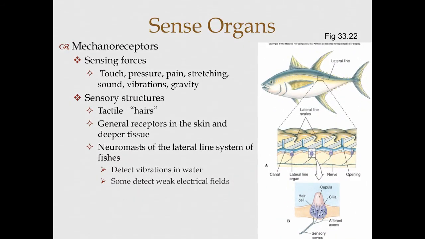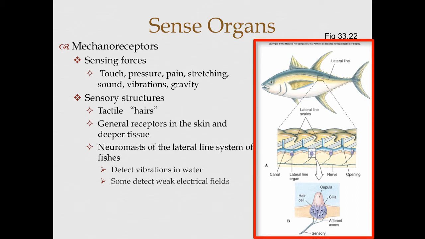Another class of sense organs are mechanoreceptors. These are sensing forces like touch, pressure, pain, stretching, sounds, vibrations, sensing the direction of gravity. So associated sensory structures oftentimes are associated with tactile hairs that feel movement or feel pressure. There can also be general receptors deeper in the skin that help to establish different levels of pressure.